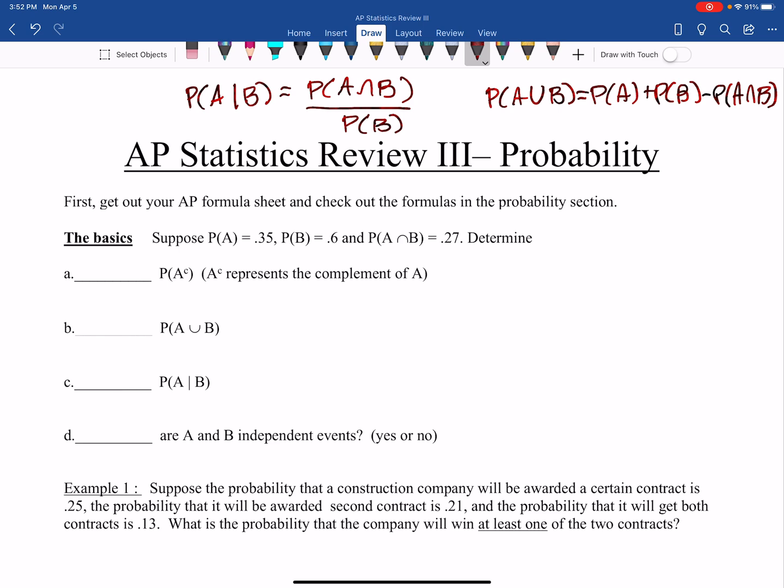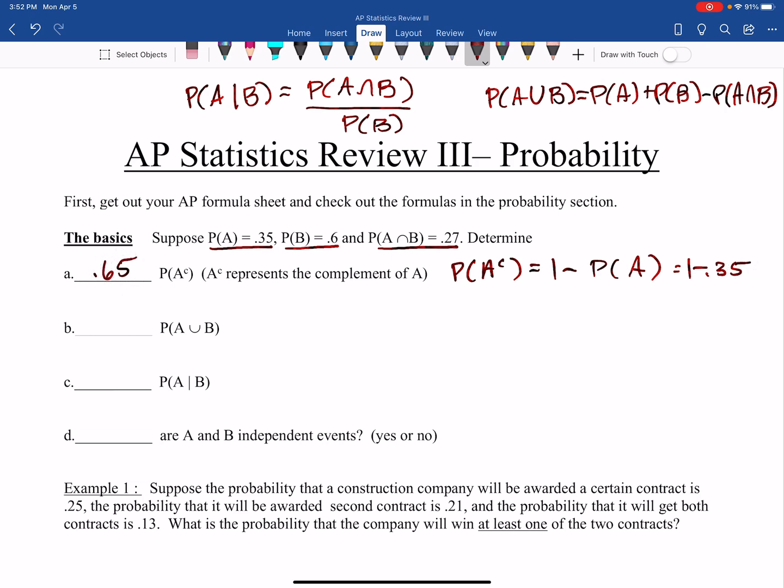Okay, so this is given to you. It says, suppose probability of A is equal to 0.35 and probability of B is equal to 0.6 and A and B is 0.27. What's the complement of A? Remember, the complement of A is just 1 minus the probability of A. So obviously that's going to be 1 minus 0.35, which is just going to be 0.65.